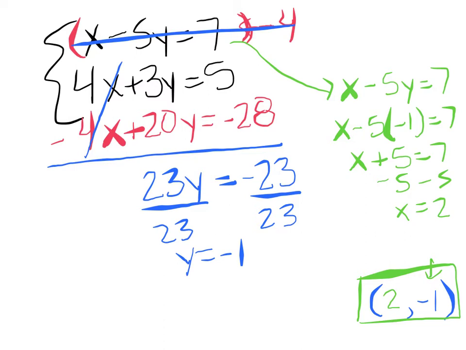So in this problem, we had to make opposites by multiplying one of our equations by not just a negative, but a number this time to make opposites for those x's.